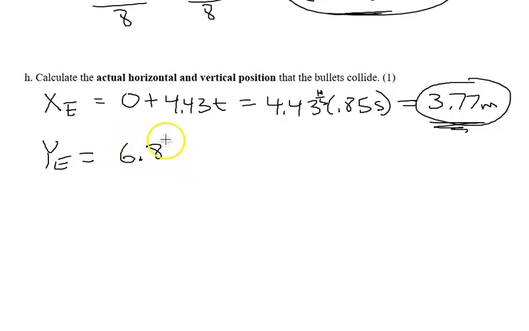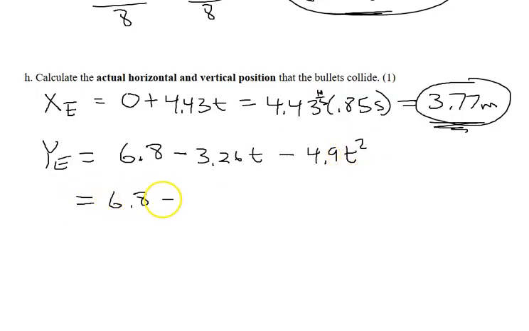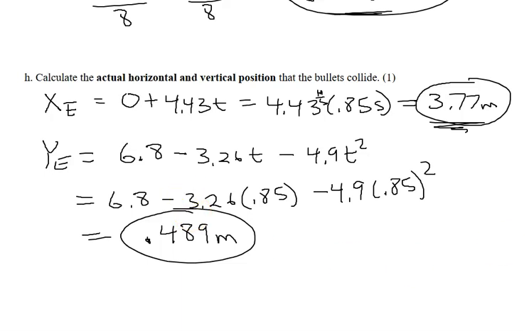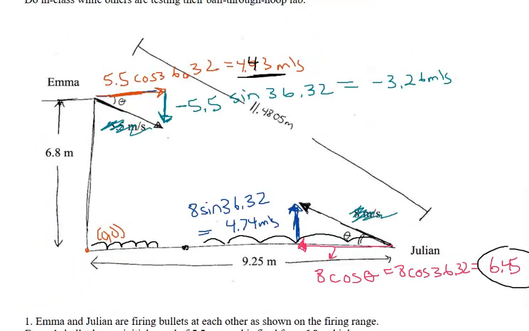she starts out at 6.8 meters above the ground, headed downward at 3.26t minus 4.9t squared. So now we can plug in the time. Minus 4.9 times 0.85 squared. I'm not sure I broke out what, oh, yes, I did. Nope, no, I didn't. So the height is not quite half a meter. Let's see if that makes sense. So pretty close to the ground.